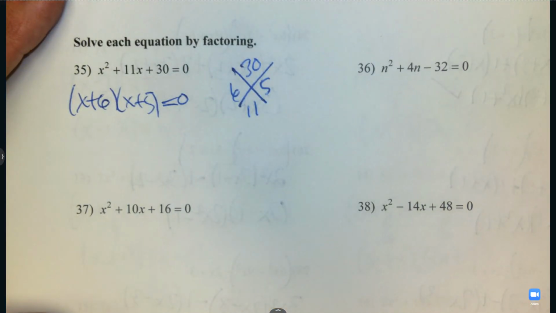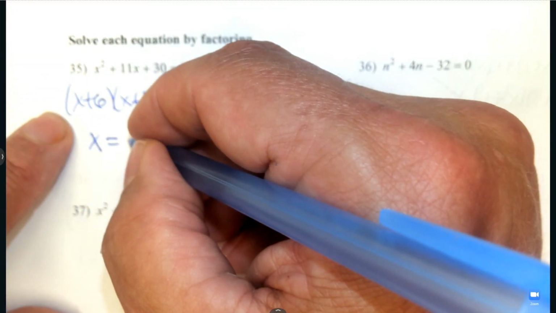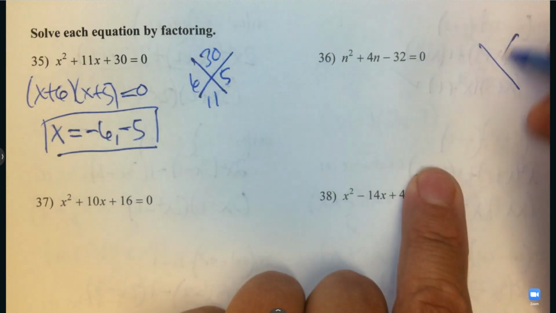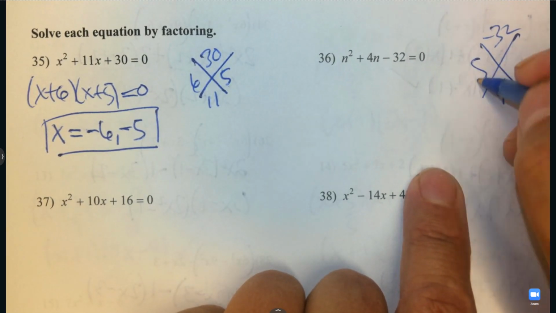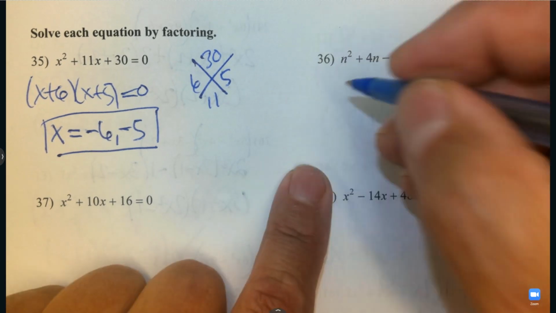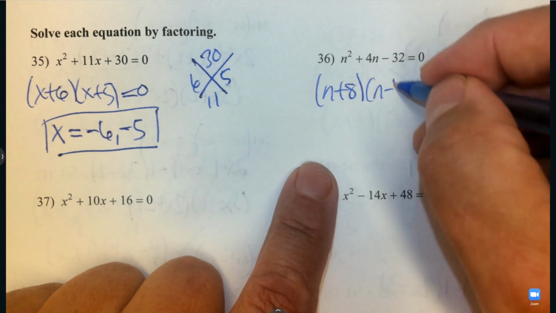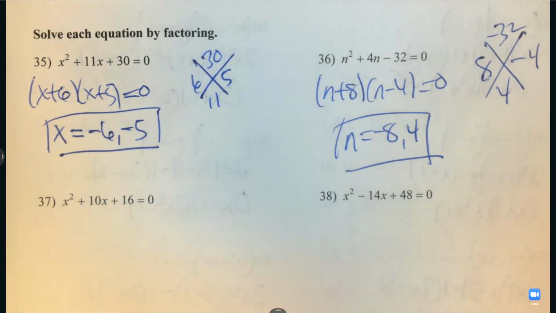This is the same question as asking what the zeros are. So what's the 0 from the first one? What's the opposite number? What's the 0? What's the opposite number? And you have your answer. All right, 36. Negative 32 and 4. Press pause and try. And then once you have the factors, the solutions are opposite numbers. So negative 8 and positive 4.